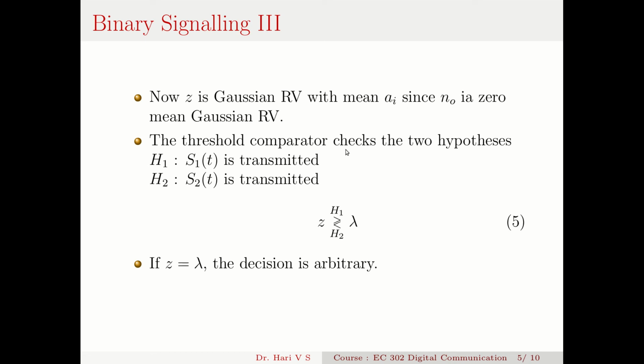Now, the threshold comparator checks two hypotheses: H1, that S1(t) is transmitted, or H2, that S2(t) is transmitted. If z is greater than a certain threshold lambda, it decides hypothesis H1, that S1(t) is transmitted. If z is less than lambda, it decides hypothesis H2, that S2(t) is transmitted. If z equals lambda, the decision is arbitrary. Now we have to compute the optimum value of the threshold lambda.